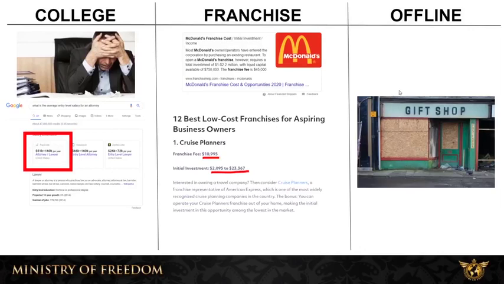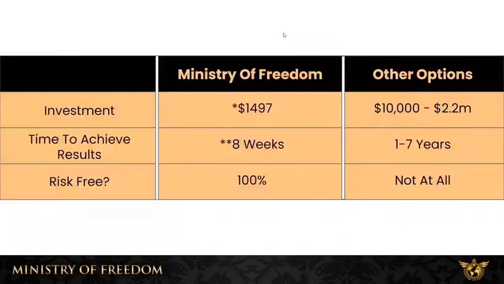It's definitely not a good time to get into offline businesses. So with Ministry of Freedom, your investment is going to be $1,497. With your other options, like we just saw, it's anything upwards of $10,000 to 2.2 million. Time to achieve results with Ministry of Freedom, 8 weeks max. Other options, 1 to 7 years if you go to uni.